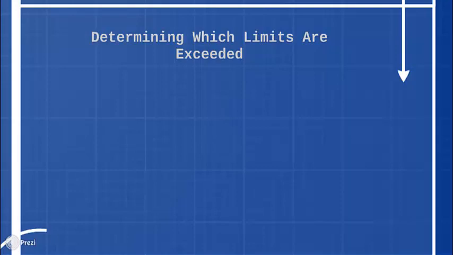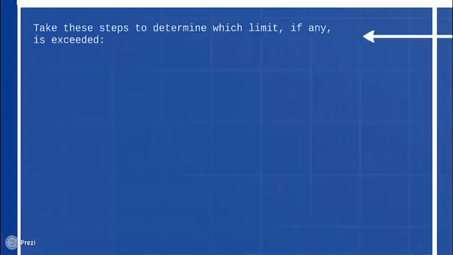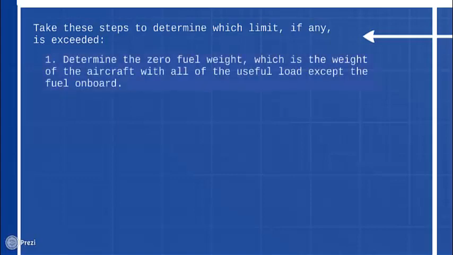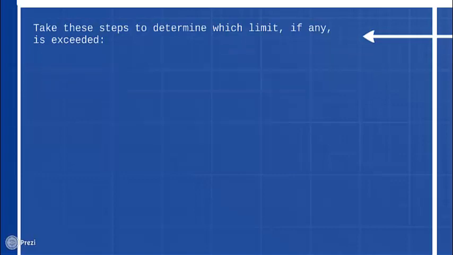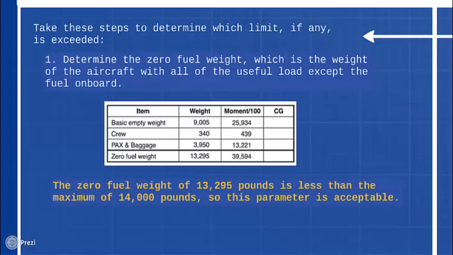Determining which limits are exceeded. When preparing an aircraft for flight, you must consider all parameters and check to determine that no limit has been exceeded. Take these steps to determine which limit, if any, is exceeded. First, determine the zero fuel weight, which is the weight of the aircraft with all of the useful load except the fuel on board. The zero fuel weight is 13,295 pounds, which is less than the maximum of 14,000 pounds, so this parameter is acceptable.